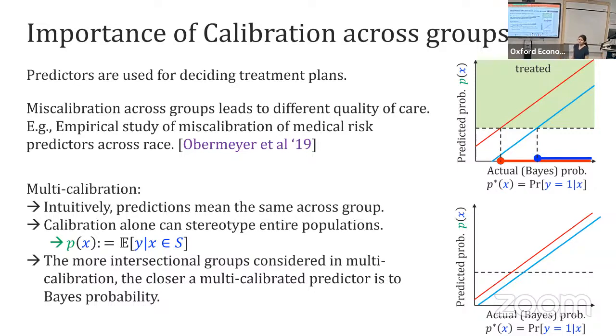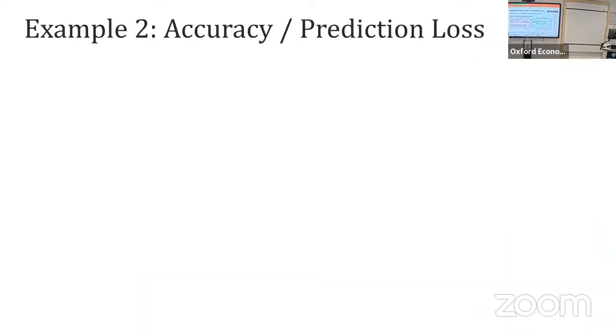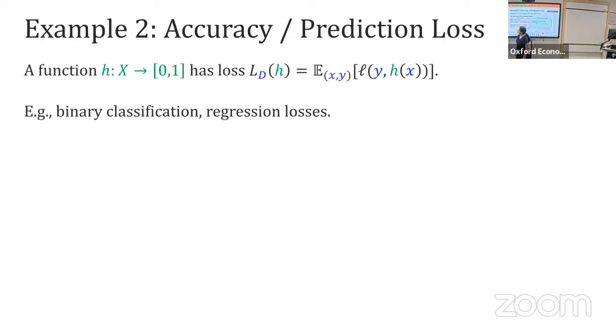Okay, so this is just the high-level picture of why calibration, and calibration across multiple groups of people, is something valuable and something we want. This is also the case for accuracy. For accuracy, it's easier to understand that, of course, you want different populations to have equally accurate classification. How you might want to measure the accuracy of the prediction here could be through a loss function. This loss function could be binary classification, regression loss, or one of many different losses.